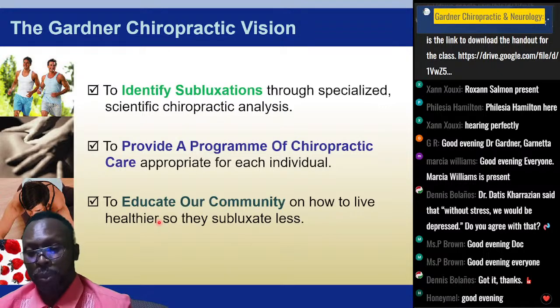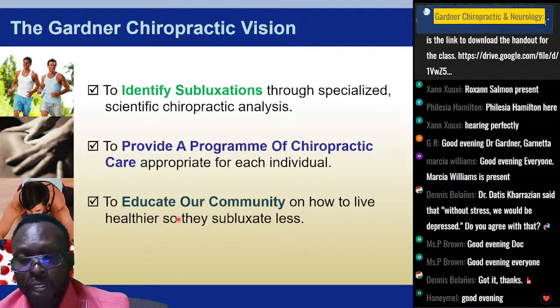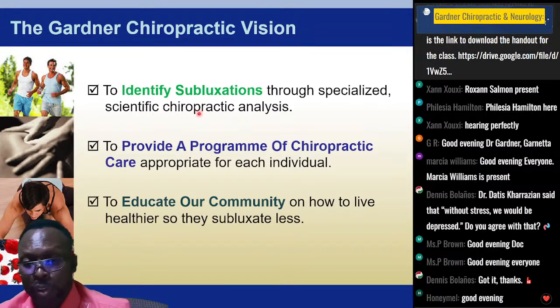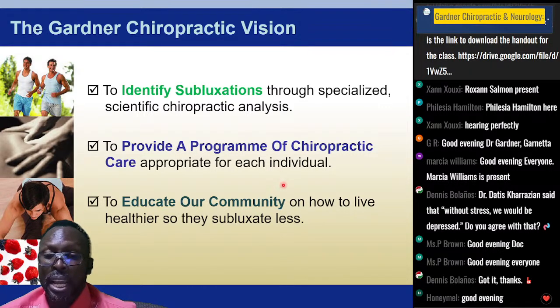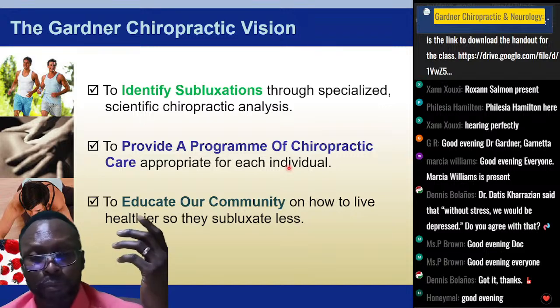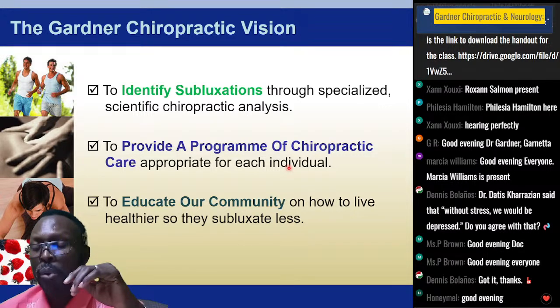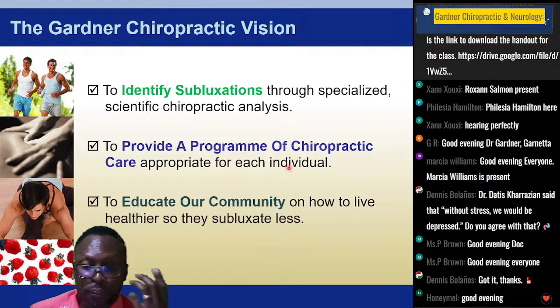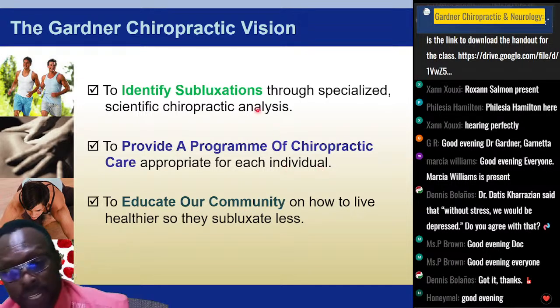And at Gardner Chiropractic, our vision is simple: to put people on a program of care. We have to identify subluxations whenever and wherever they happen, provide a program of care for each individual that's appropriate for their needs, and educate the community. There are sometimes that I will put people on a program of 12 visits, which is the majority of the time. But sometimes the visit frequency is less because they're not doing too badly. So this is important to note.